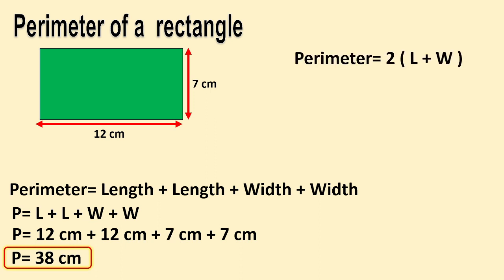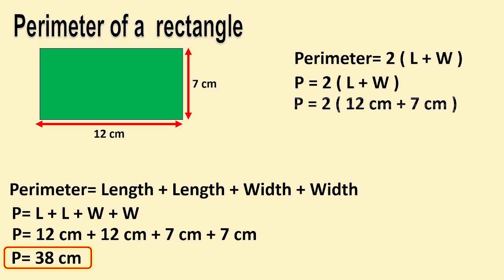Another formula we have here, 2 times length plus width, or we are going to write P equals 2 times (L plus W). So P equals 2 times the length of the rectangle is 12 centimeters plus the width of the rectangle is 7 centimeters. So 12 plus 7 equals 19. So we are going to write 2 times 19 centimeters. So 2 times 19 equals 38 centimeters.